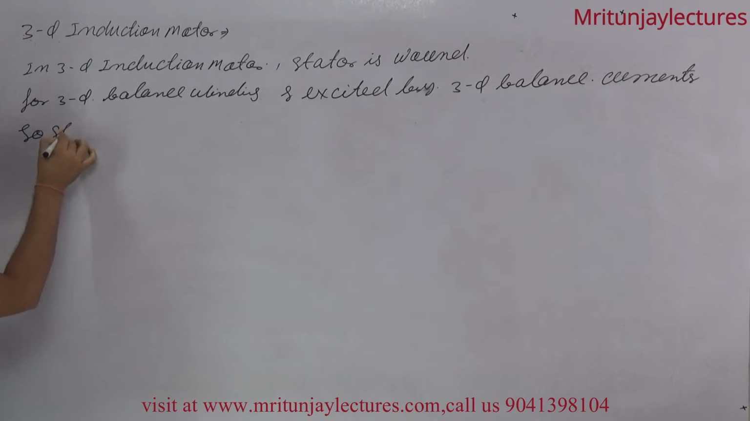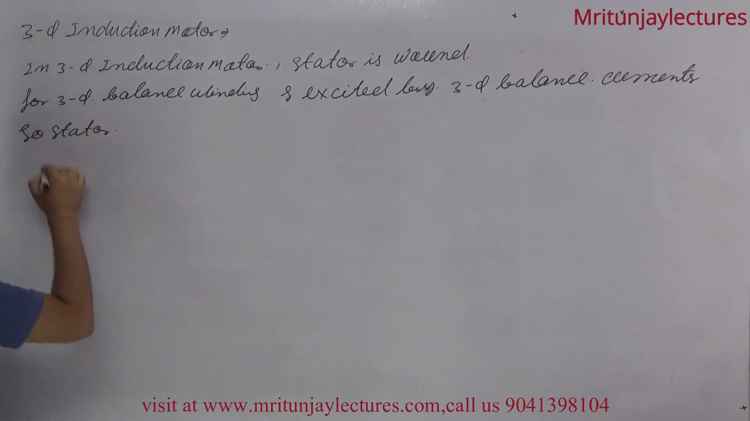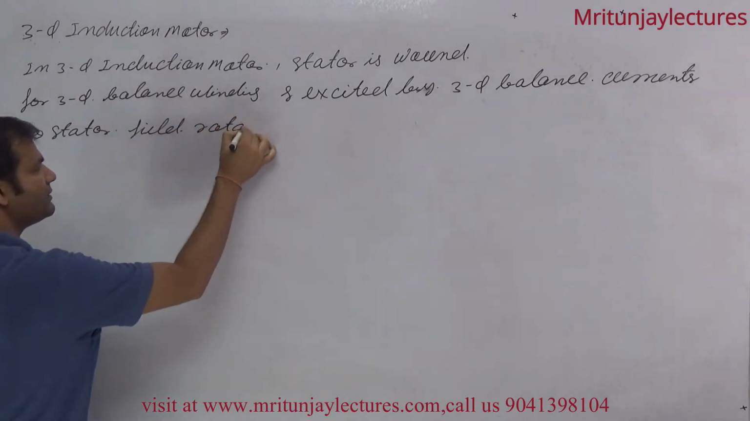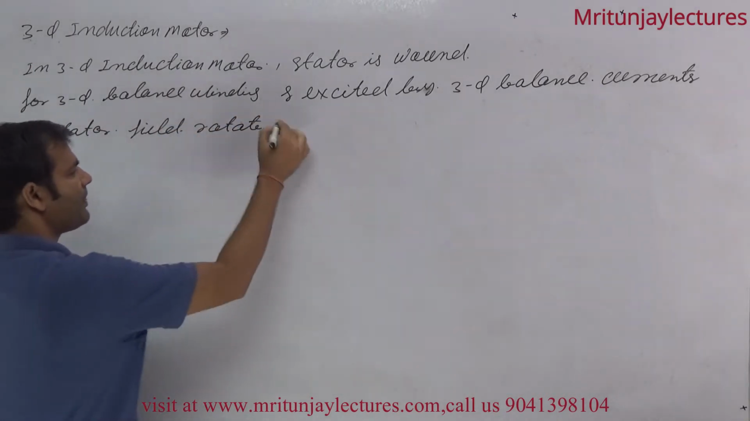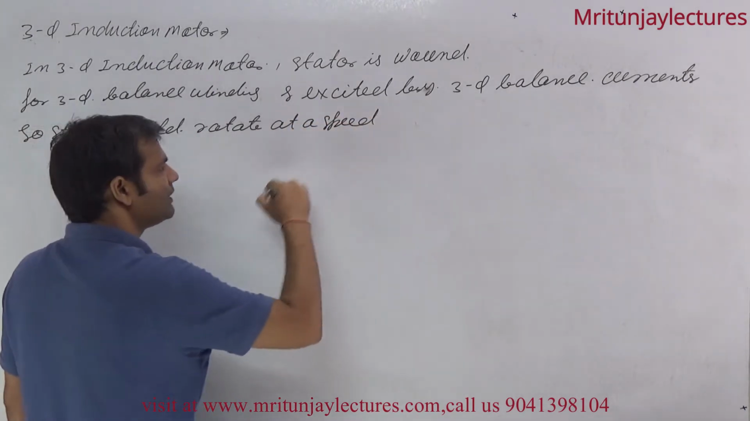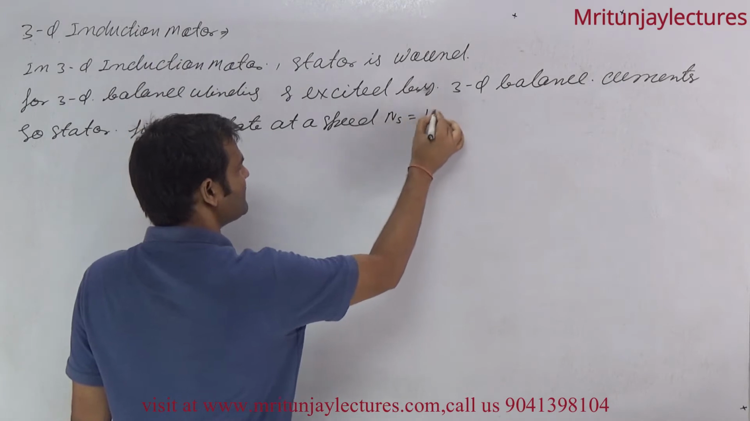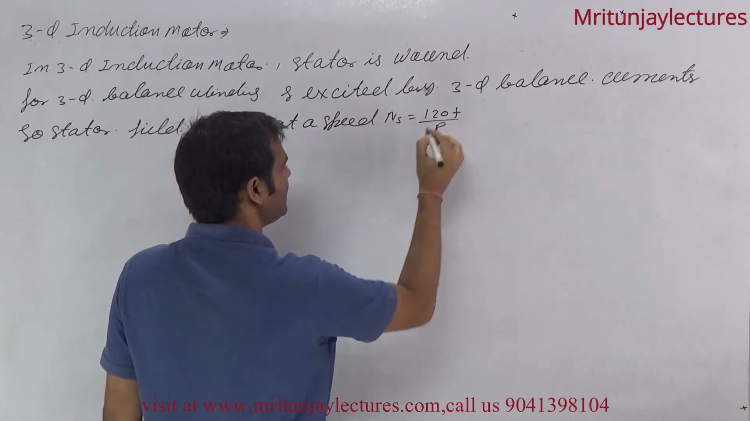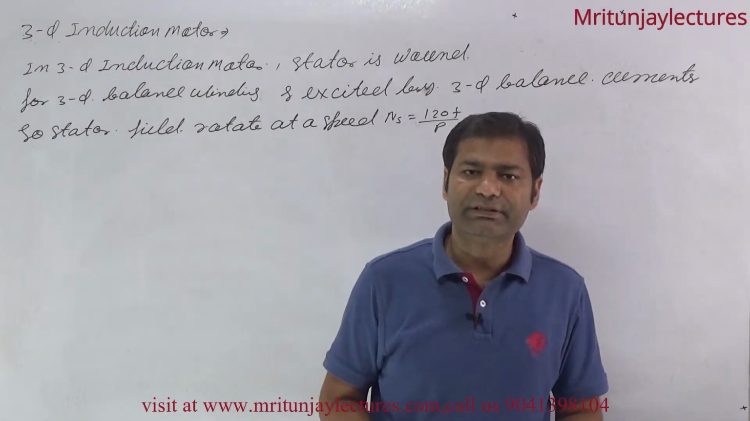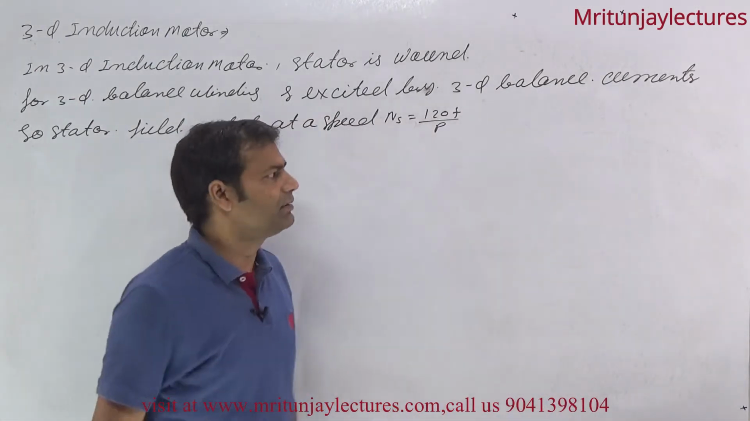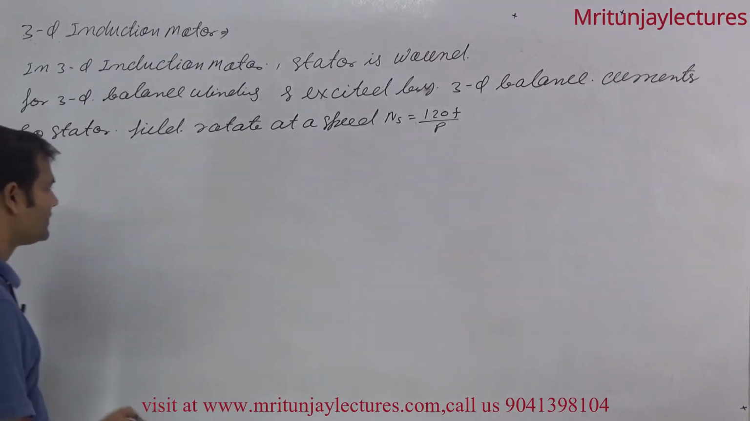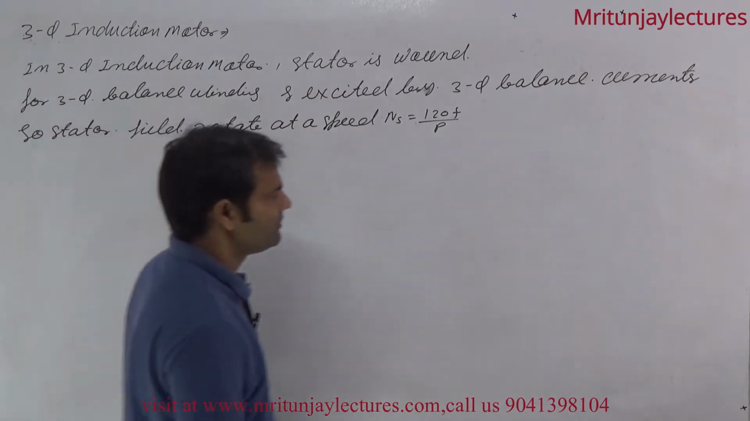So the stator field rotates at a speed, which speed? Ns. What is Ns? 120 F by P. Why is Ns equal to 120 F by P? I have already discussed in the previous lecture, that's why. Clear? Now balanced current means, first of all make the diagram.